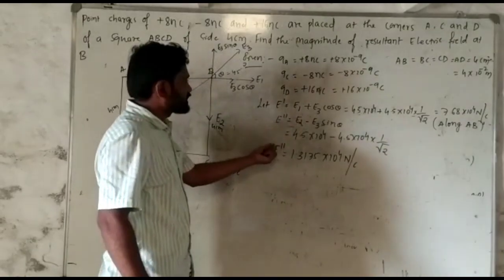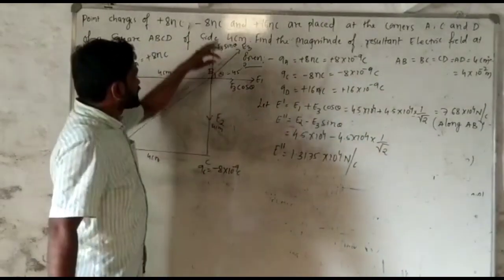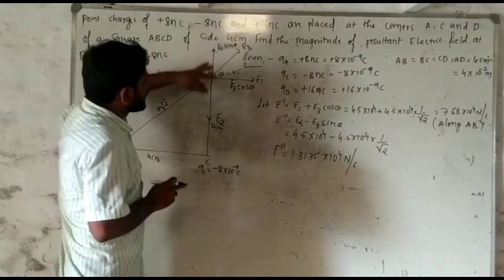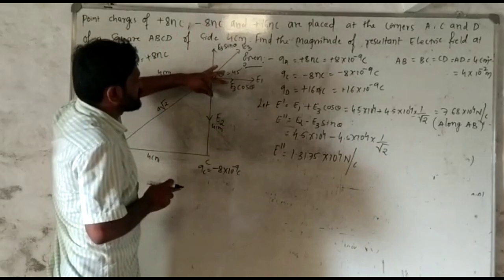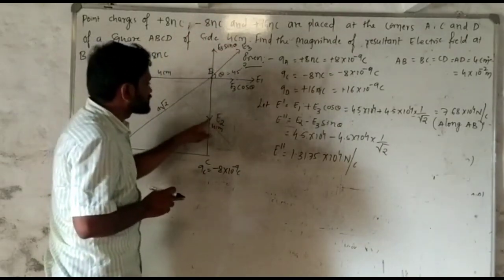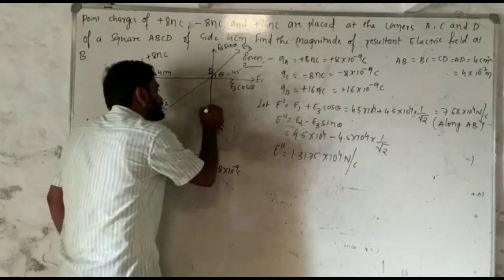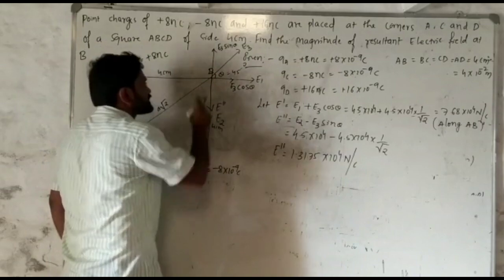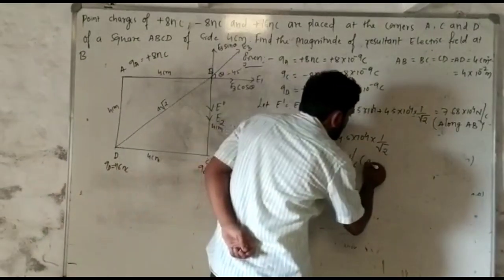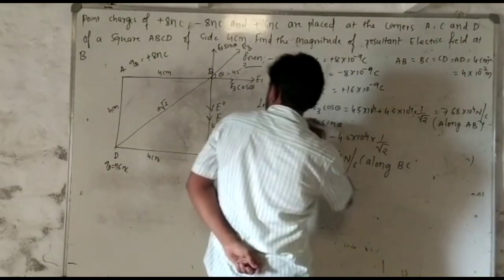Then what is the direction of this E double dash? See, E2 and E3 sin theta both are opposite, but the resultant will be taken along BC, because the magnitude of E2 is greater than E3 sin theta. That's why the resultant E double dash is along BC.